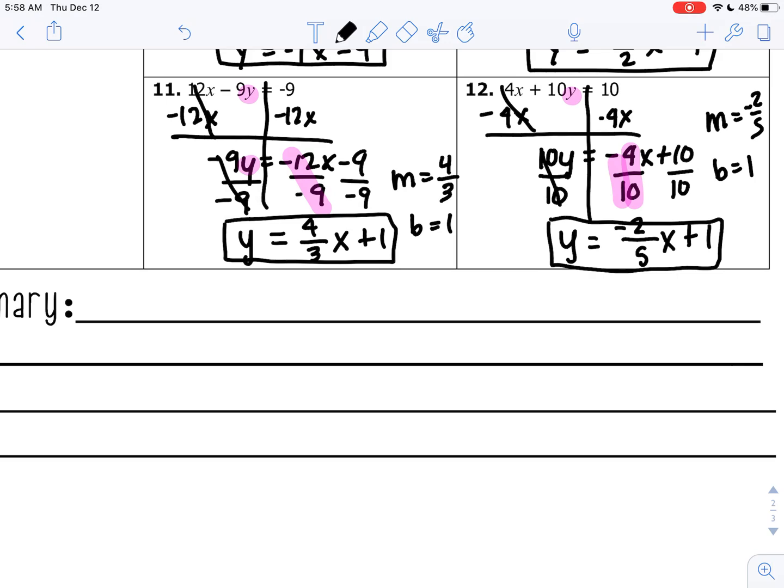Okay, so I need you guys to write a summary about what you learned in this lesson, and you can even write about how standard form differs from slope-intercept form, or about the steps you take, or anything like that. Don't forget to write the summary because you do get points for this. So write the summary before you move on to anything else.